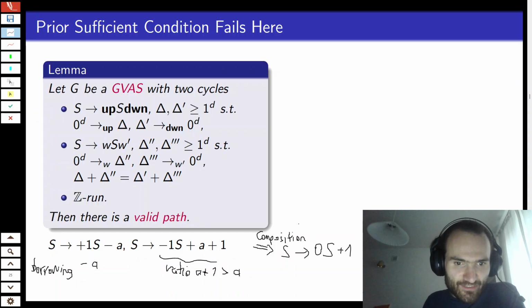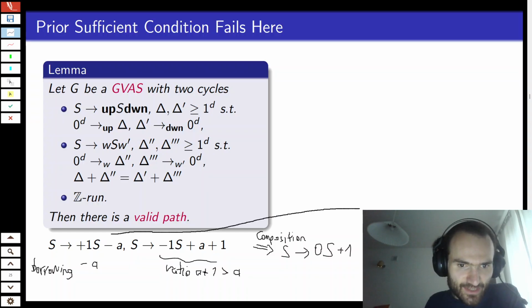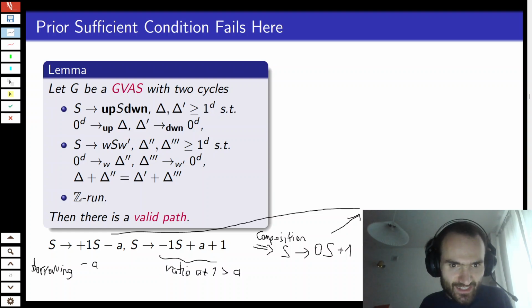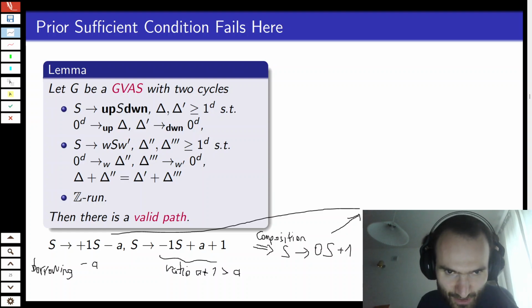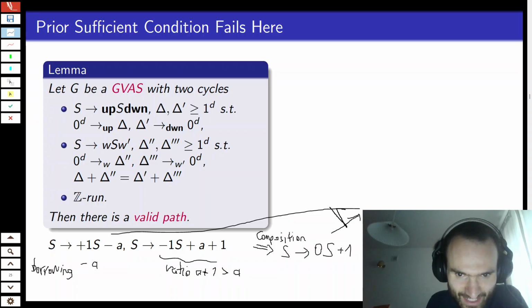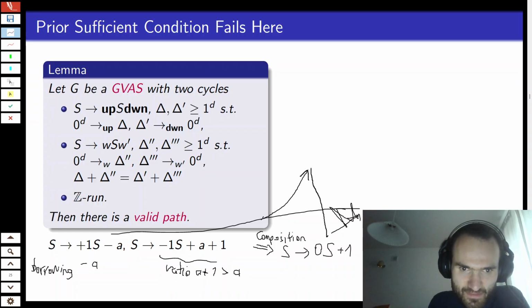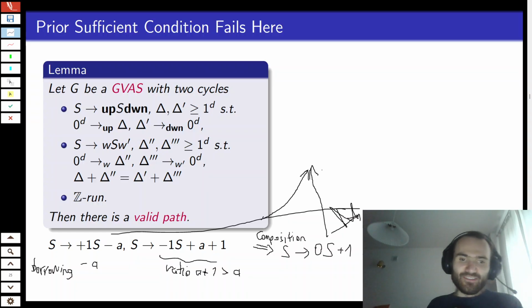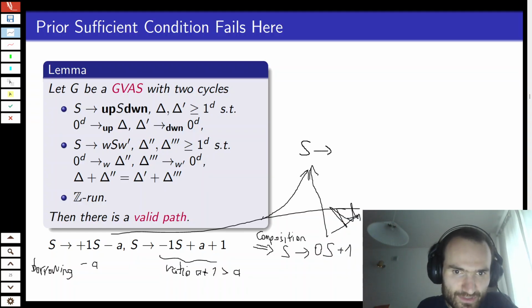And now the point is, if I plug this composed cycle together with this guy, oh, okay, I guess you actually cannot see this. I have to... Ah, okay, this barely worked. Okay, but I should not be writing here. Okay, if you compose these two, if I compose these two enough times, then I get S goes to +1 S -1. And now I'm in a situation from before.